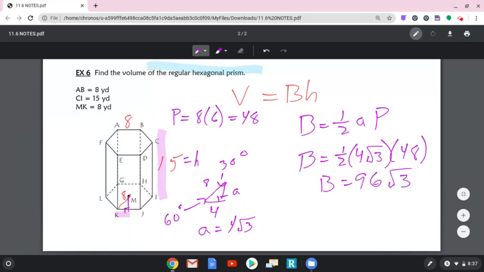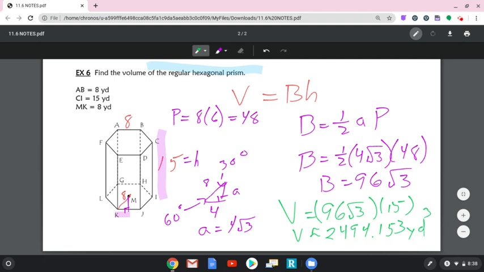So now I can find my volume. My volume will be my base area times my height, and my height is going to be 15. And if you put that in your calculator and give me an approximation, which I'm going to write with an approximation sign, it is going to be 2,494.153, and it will be yards cubed.